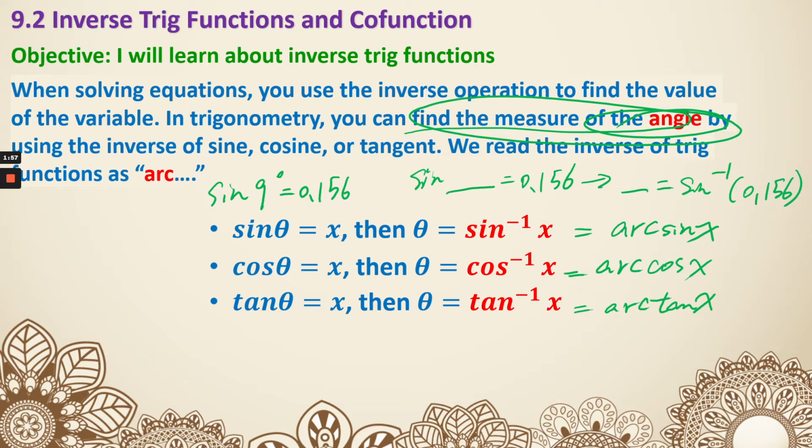And here's another reason why we use arc to represent an angle. Because if you recall, in a circle, we have an arc. Let's say our arc is right here. The measure of this arc is the same as the central angle. So since it's an angle, that's why I use the word arc to represent it.